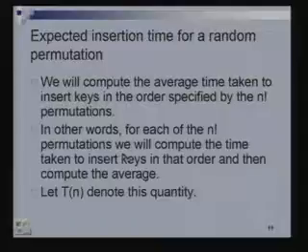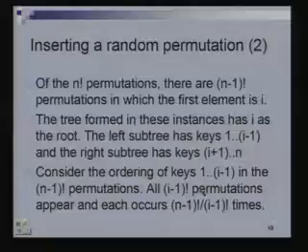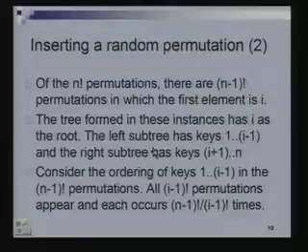So, that is what was being said here. For each of the n factorial permutations, we are going to compute the time taken to insert the keys, which is what we did for T3, and then compute the average. So, that gives us the value of T3. But we cannot do the computation in this manner, we have to do it cleverly because we have to compute what T of n is.